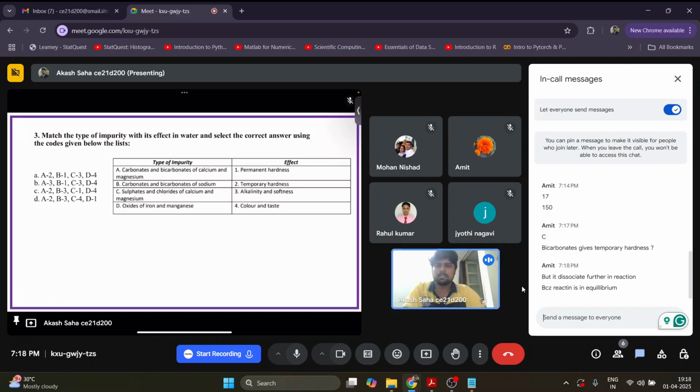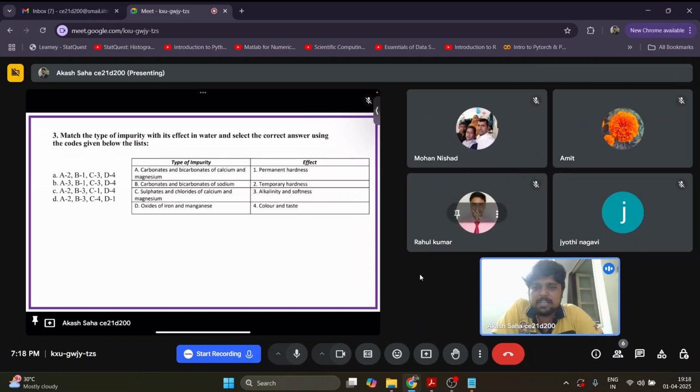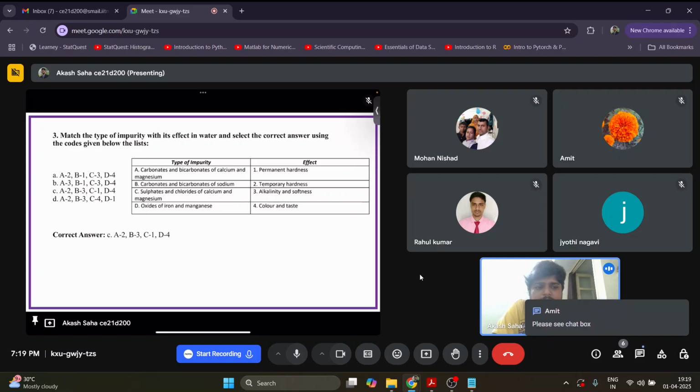Yes, sorry for the small break. So, as I was telling, sulfates and chlorides will give the permanent hardness, and then the oxides of iron and manganese will give odor, color, and taste, and then the carbonates and bicarbonates will definitely give the alkalinity. Okay, so these things will be arranged in this particular manner.